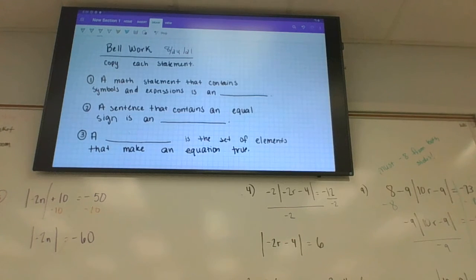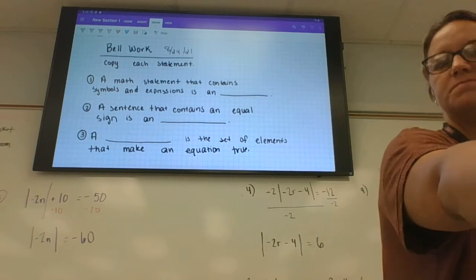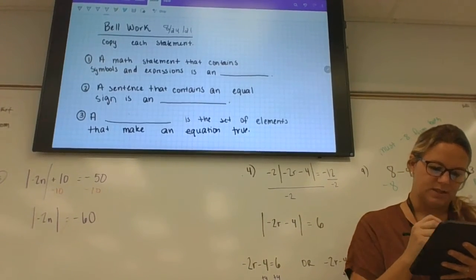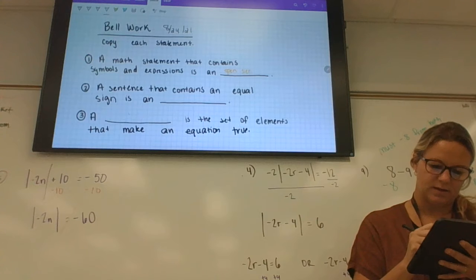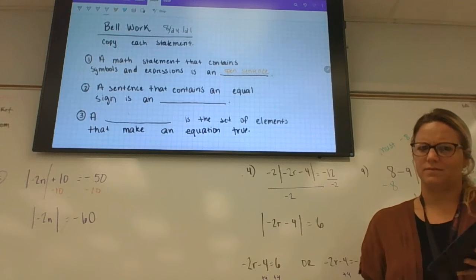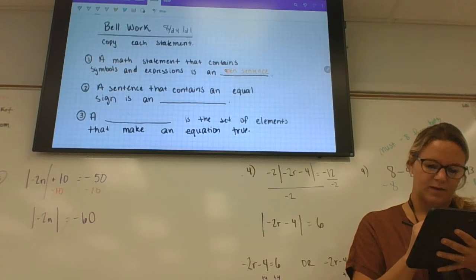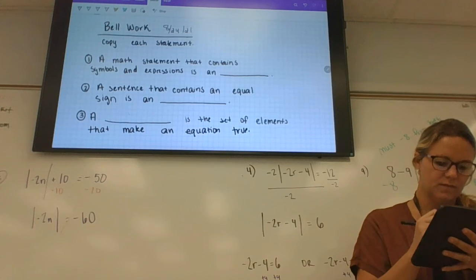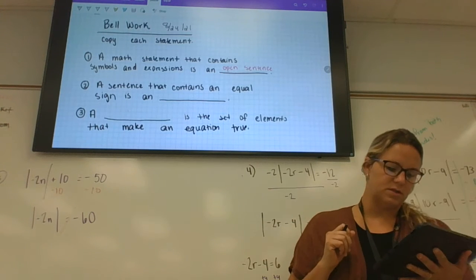Okay, a math statement that contains symbols and expressions. Well, it could just be called expression. But another way they're described is an open sentence. Can you read that? Maybe not anymore. I'm writing it again. A math statement that contains symbols and expressions is an open sentence.